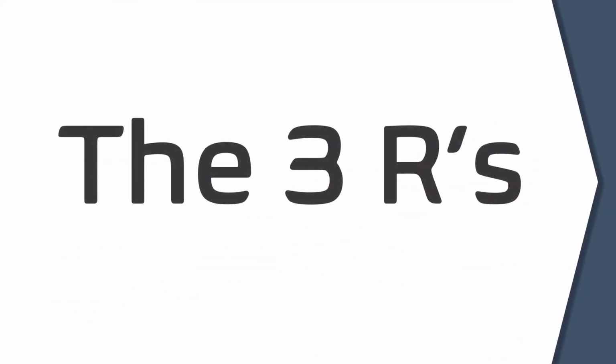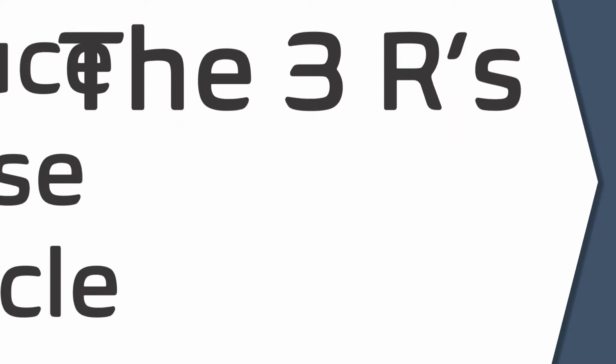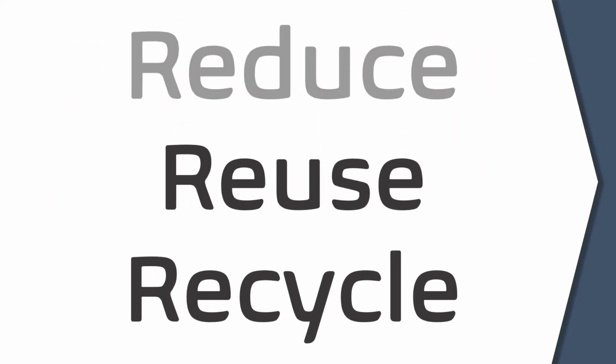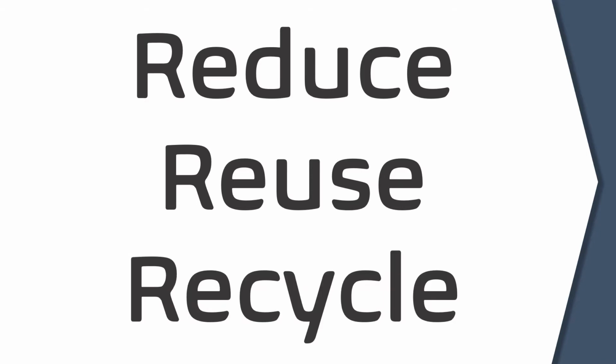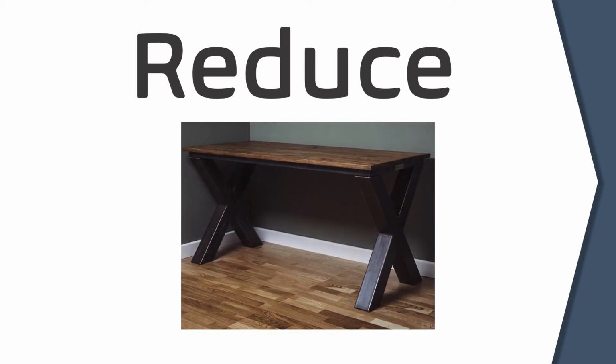A good place to start would be the 3 R's. These are reduce, reuse and recycle. Reduce can cover lots of different things, but in general it covers the materials that we use and also the energy used in its production. Take a look at this table. Does it need to have such heavy metal for its base? Could it get away with thinner sections which are lighter and require less material?